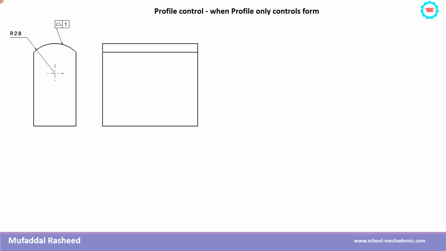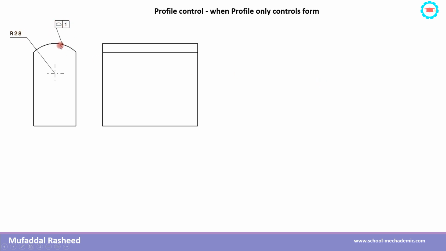So here is a profile control which has been applied without a datum. The control is applied to the top surface of this component. The top surface has a radius of 28, so that is a curved surface on top. It has been applied with the profile control of a profile of a surface, and the tolerance range is 1. The tolerance zone width is 1.